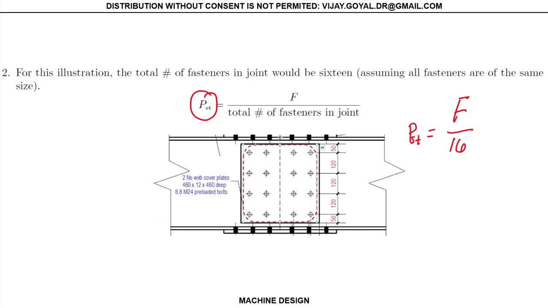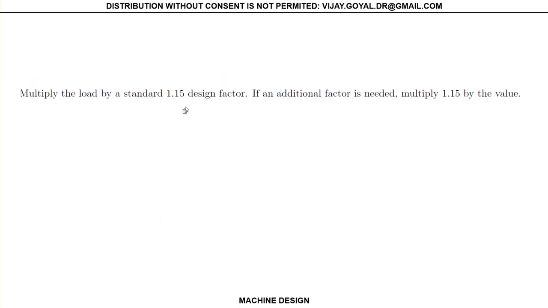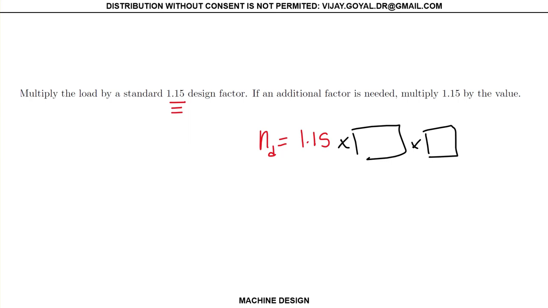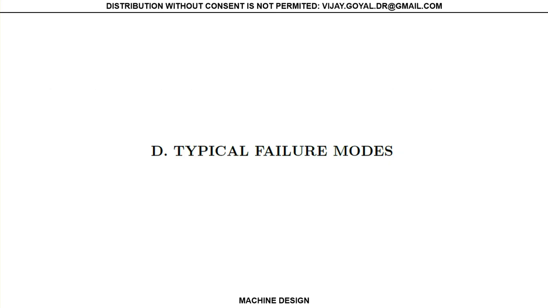Okay, so if I keep moving on, you have to know that we keep a standard value of 1.15. And if you want any additional factors that we have been using, then you have 1.15 and you multiply that by any additional factors that you have. Okay, so let me discuss the typical modes of failure.